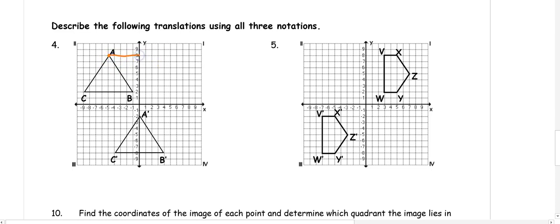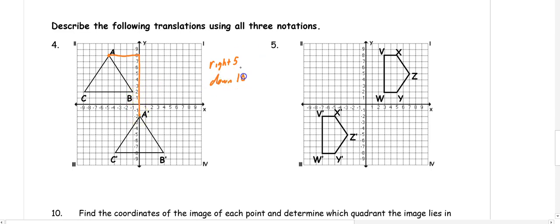So I moved to the right and I went down. I need to know how many of each thing. So I'm going to count each grid line as 1. So I went right 1, 2, 3, 4, 5. And then I went down 1, 2, 3, 4, 5, 6, 7, 8, 9, 10.